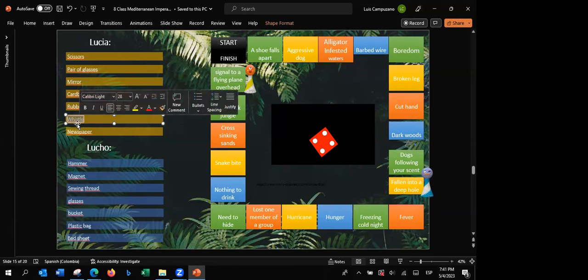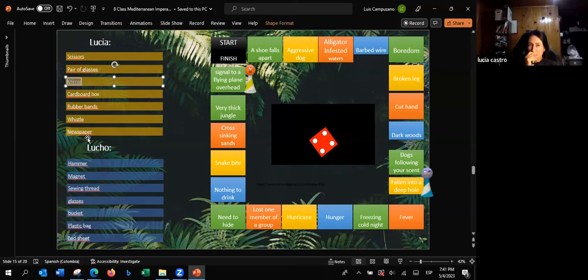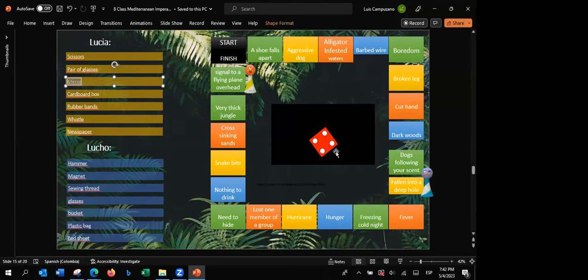So definitely the whistle. And also, you know, you can use the mirror. Yes, for sure. It reflects the sun. Yeah, for the sun. Right, right.